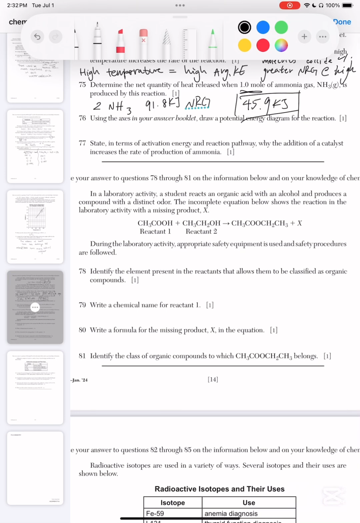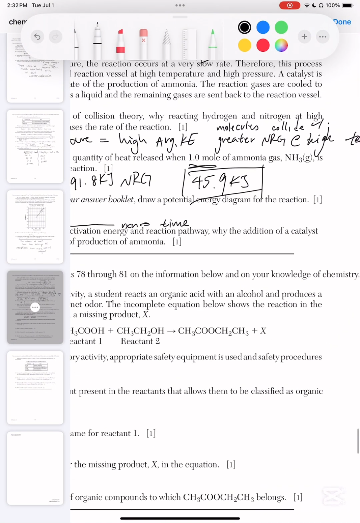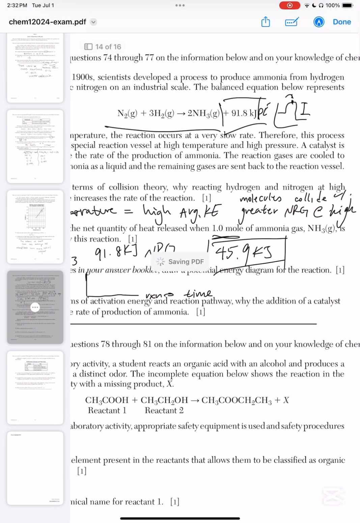Next, using the axes in your answer booklet, draw a potential energy diagram for the reaction. I don't want to download the answer booklet because I'm lazy. But a potential energy diagram essentially has PE on the y-axis, and something along the lines of either time, reaction progress, or whatever on the x-axis.